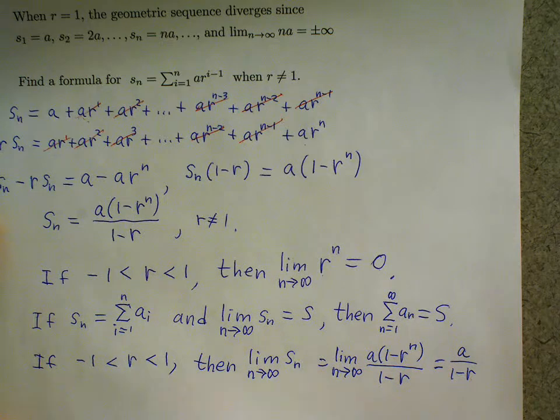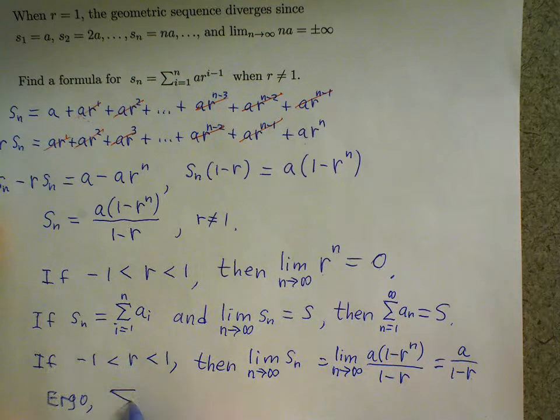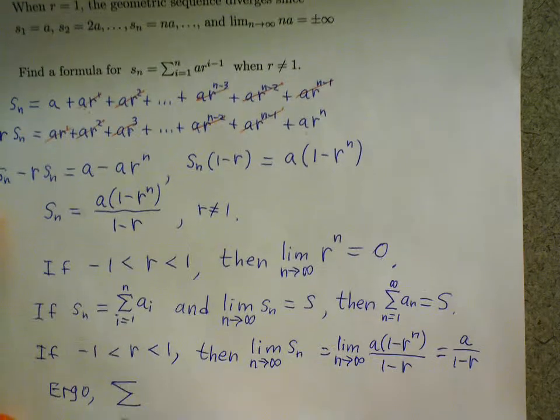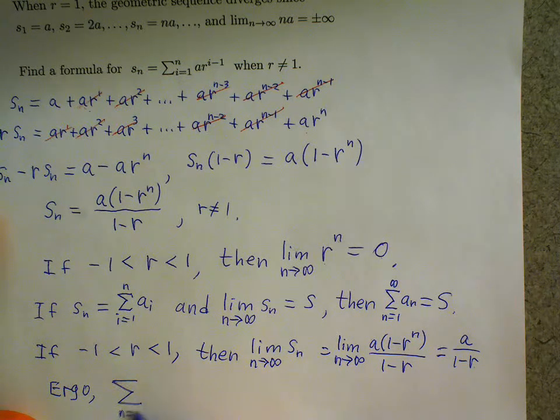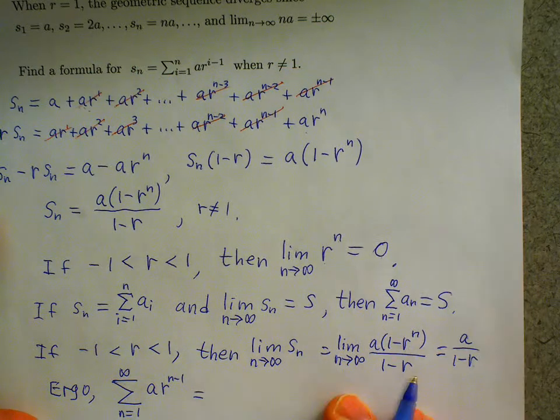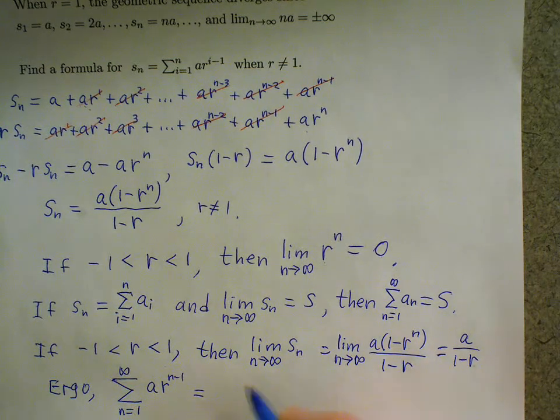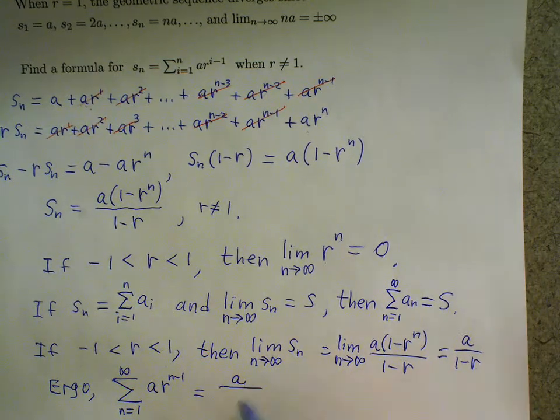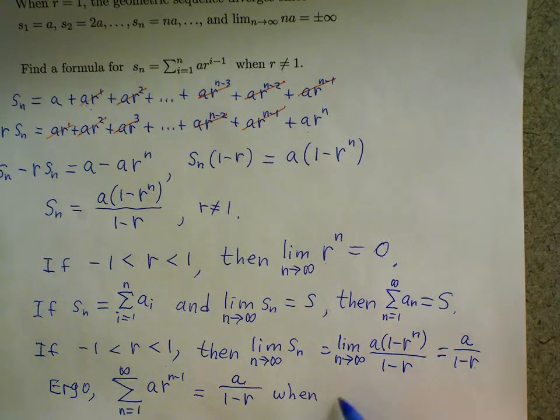Okay, so what we can say is the infinite series of a times r to the n minus 1 is equal to a divided by 1 minus r when the value of r is between -1 and +1.